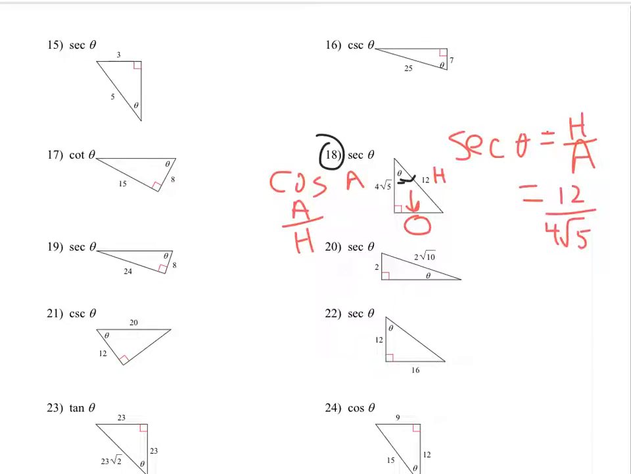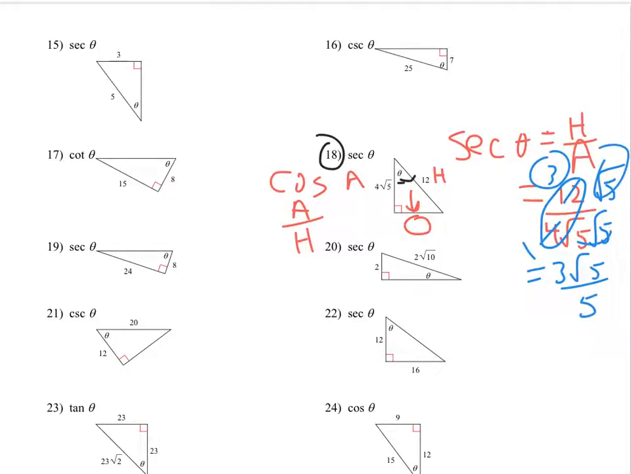Now, some things to simplify. You can reduce here. 4 goes in here once and in here 3 times. And then we're going to multiply top and bottom by radical 5 because we can't leave a radical in the denominator. And we learned that last quarter. So it's 3 radical 5 over 5. 3 radical 5 on top. Remember, square root 5 times square root 5 is 5. Can't do any reducing. So there is my secant of theta. 3 radical 5 over 5.